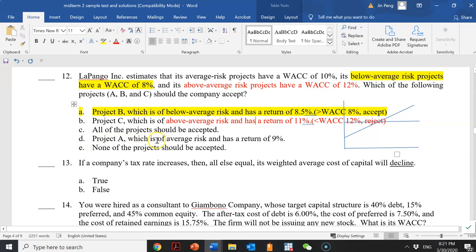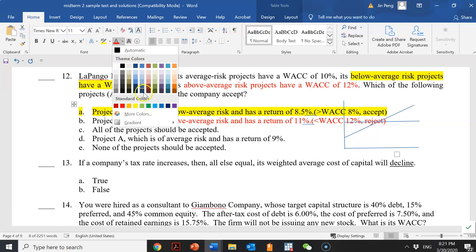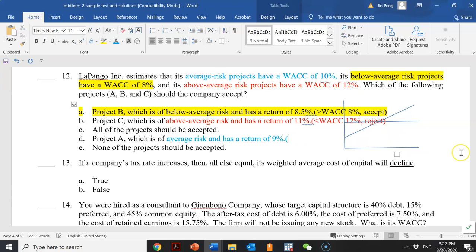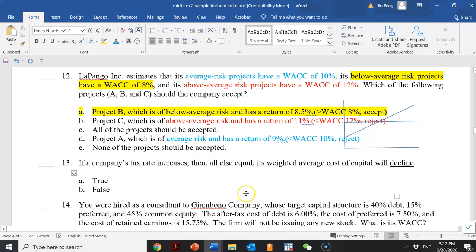Option D, project A, which is of average risk and has a return of 9%. Let me mark it in blue. Average risk projects have a WACC of 10%, so this return is also smaller than the WACC of 10% for average risk projects. So we should reject it. Option E, none of these should be accepted, is not correct. Okay, so this is question 12.